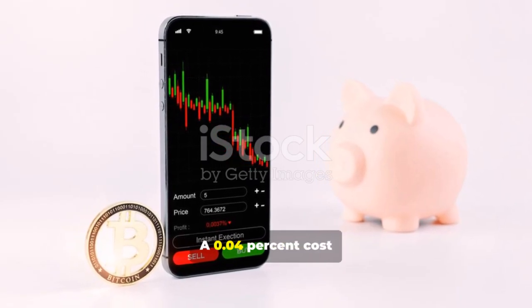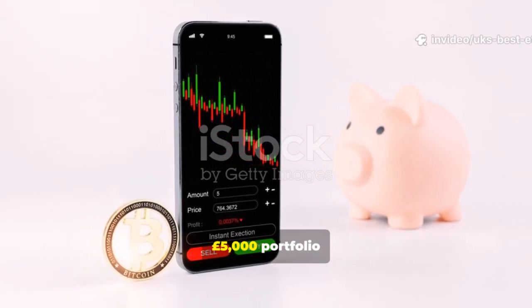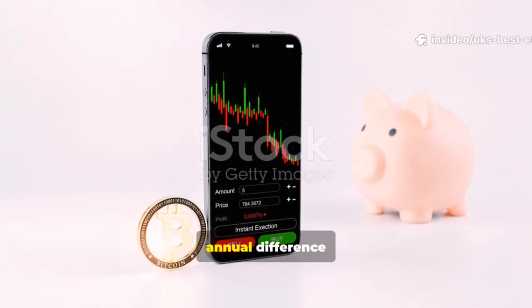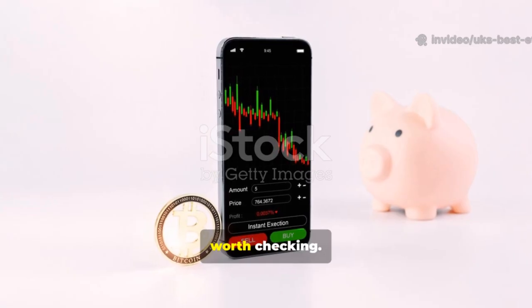A 0.04% cost difference on a $5,000 portfolio works out to $2 a year. Do not let a $2 annual difference distract you from the other things worth checking.